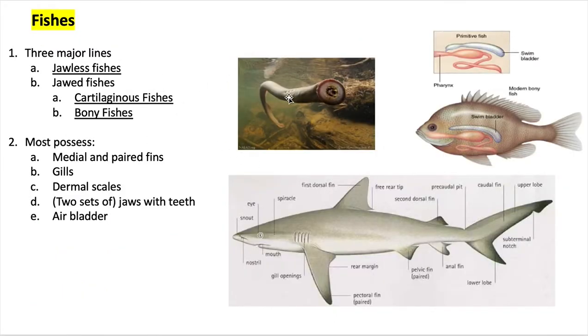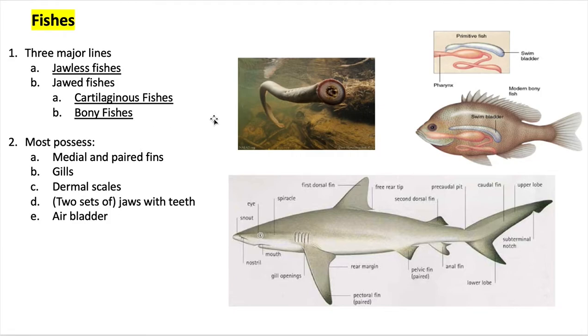Fishes. So, three major lines. They're jawless fish like lamprey and things called hagfish. Then there are the bony fishes like bluegill and pumpkin seed and bass. And then there are the sharks or the cartilaginous fishes. Most of them possess these traits. You should know those.